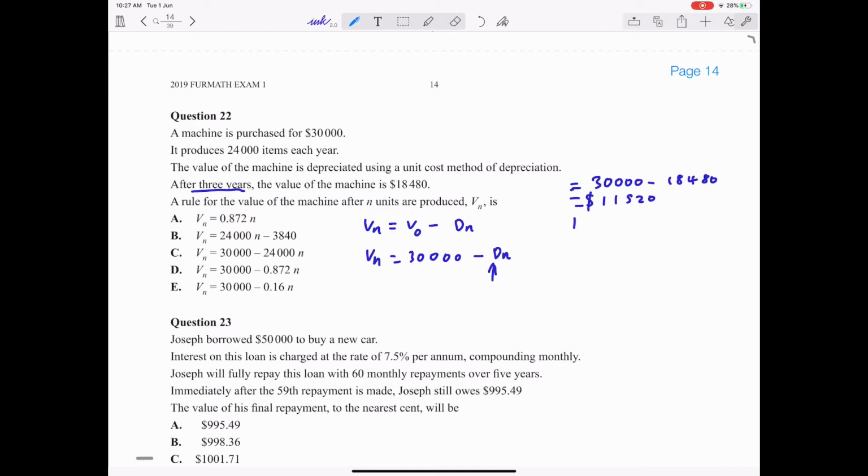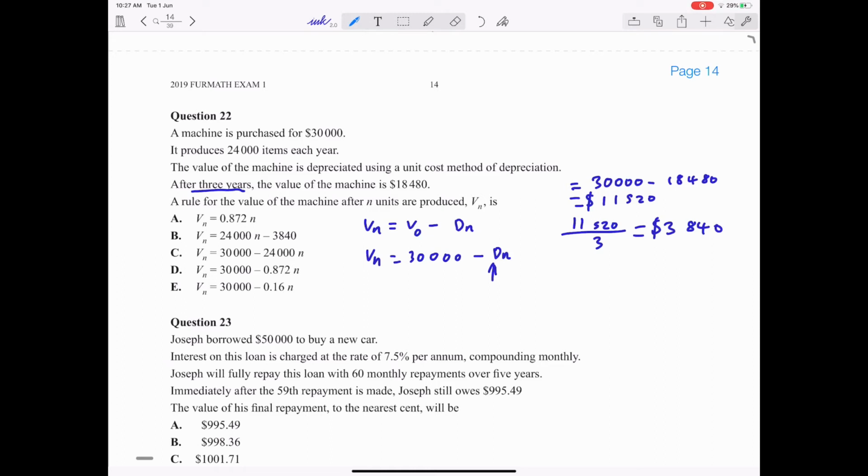So to do this, you do 11,520 divided by 3, which equals $3,840. I divided it by 3 because this value here is how much the machine is depreciated after 3 years. So to find how much the machine depreciates every year, we've got to divide that value by 3.